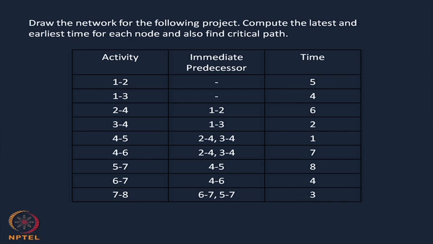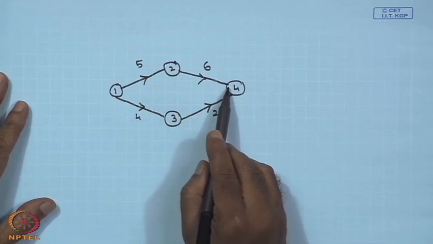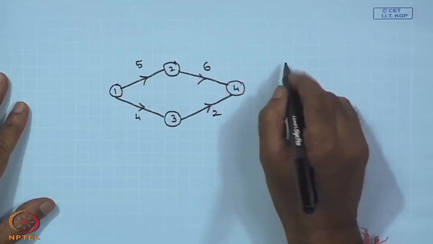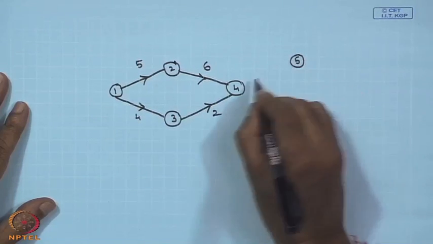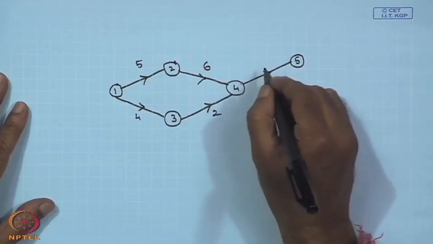Then after that activity 4, 5. If you see, activity 4, 5 can be started after completion of both 2, 4 and your 3, 4. So, you see in the figure, after completion of activity 2, 4 and activity 3, 4, you can start the activity 5. So, I am drawing the activity 5, the figure is this one, time taken is 1.